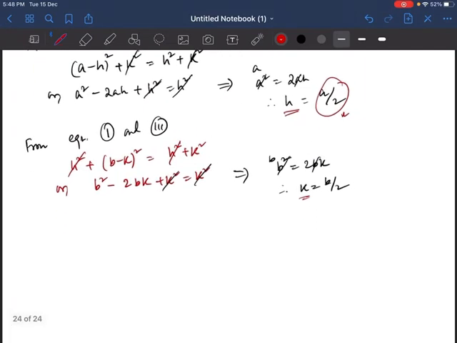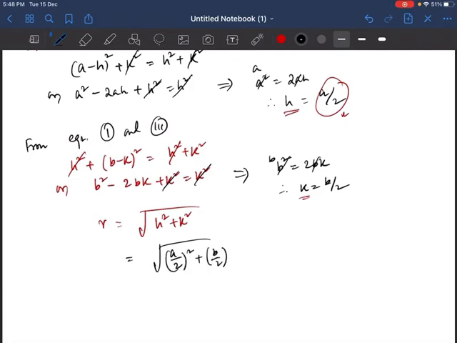In the same way, we know what r was. r was equal to root over h square plus k square. Now we can easily put the value of h and k. So in here we can write root over a by 2 whole square plus b by 2 whole square. So we have root over a square by 4 plus b square by 4. Now this 1 by 4, if I take it outside the root, it will become 1 by 2. So we have 1 by 2 root over a square plus b square. So the value of r is this one. This is my radius I got.